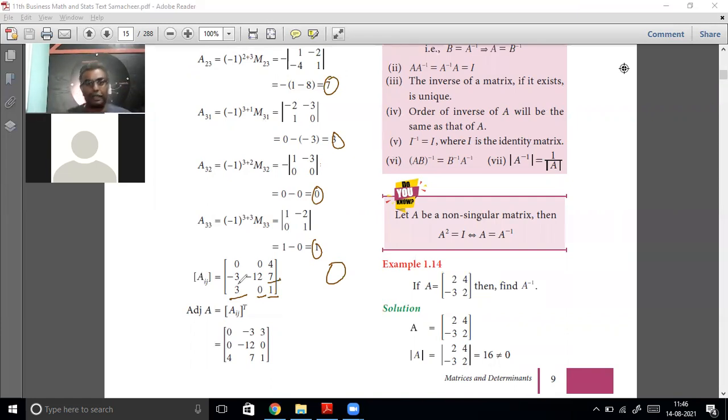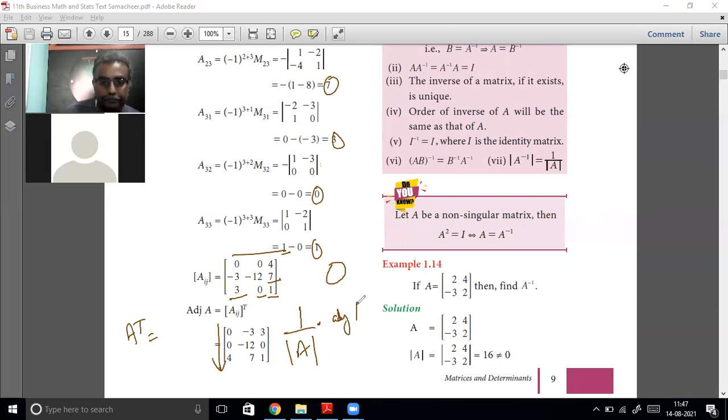That's all. If you take its transpose, 0, 0, 4 will come like this instead. Once you get that, this is the adjoint of the matrix. Now from this step to the inverse is only one step. The adjoint should be multiplied by 1 by the determinant of A. So adjoint of A into 1 by determinant of A is equal to A inverse. That's all.